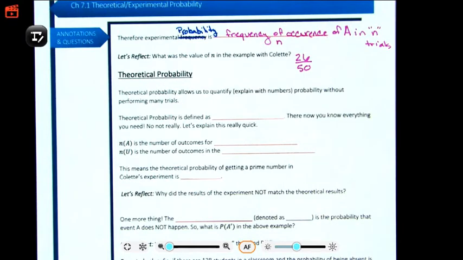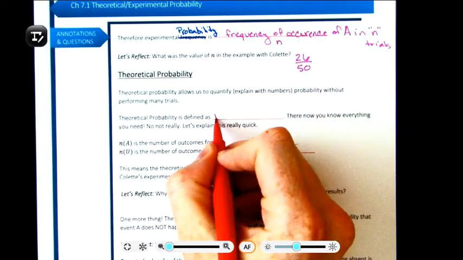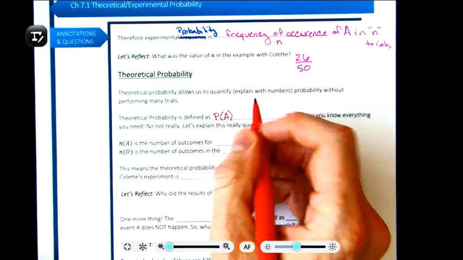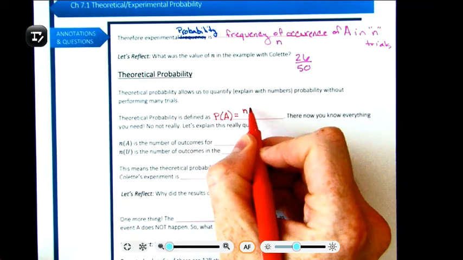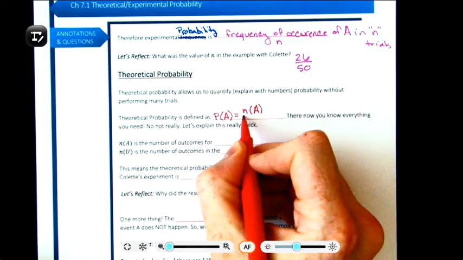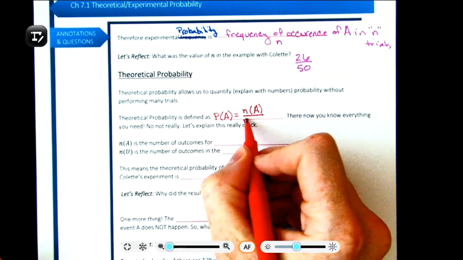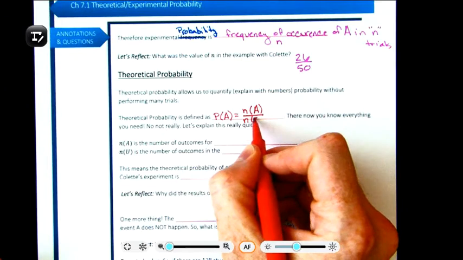All right, so now theoretical probability. Let's not spend too much time on this. It's kind of an intro. You're going to get a little bit more next time. So it says theoretical probability allows us to quantify, which means explain with numbers, probability without performing many trials or any trials. You can just do the math and quantify your probability. So theoretical probability is defined as, let's say, the probability of event A happening equals the number of times A occurs over the number of outcomes in the universal set.